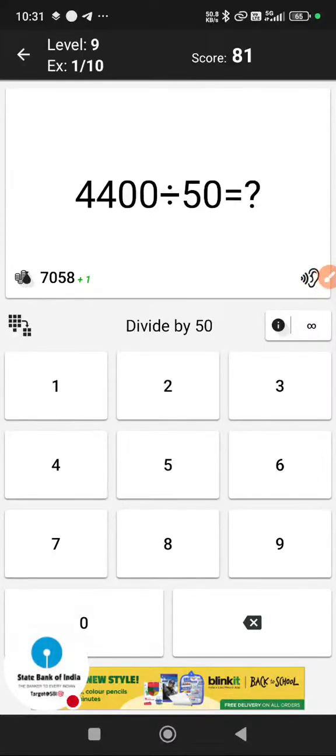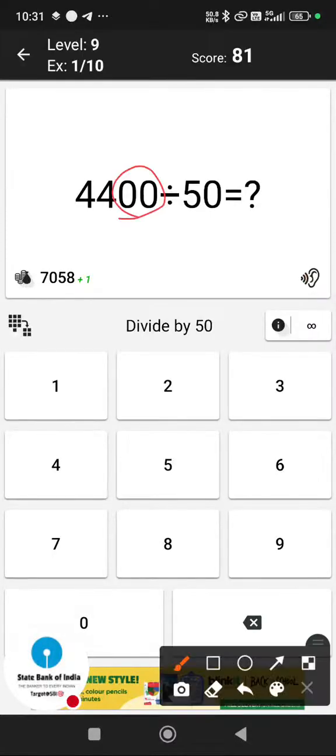Instead of 00 divided by 50, we write into 2 times. 44 into 2 times, which will be 88.